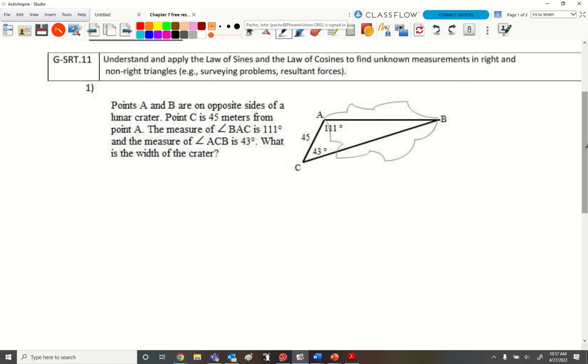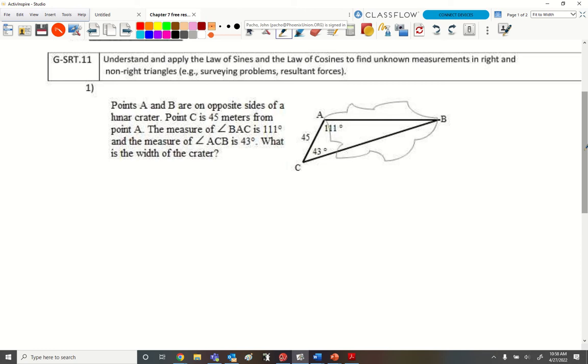Now, for this one right here, it says points A and B on opposite sides of a lunar crater. Point C is 45 meters from the point A. Measure of angle BAC is 111 degrees. That's going to be my angle A, or capital A there. The measure of angle ACB is 43. It's right here in the photo. What is the width of the crater?